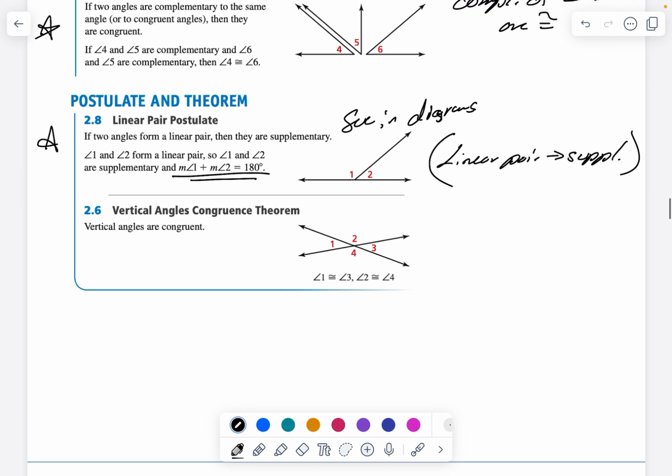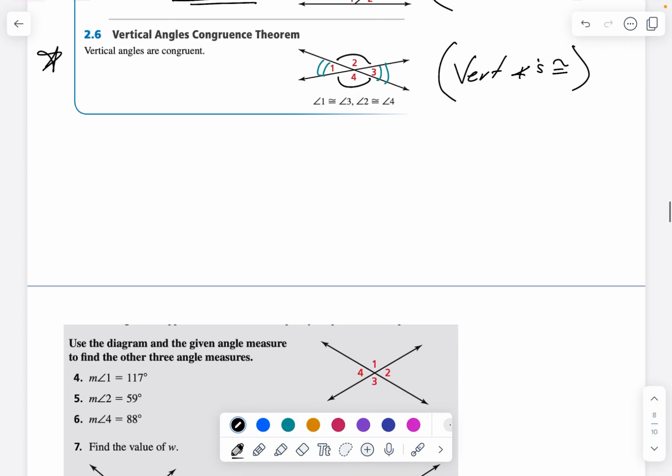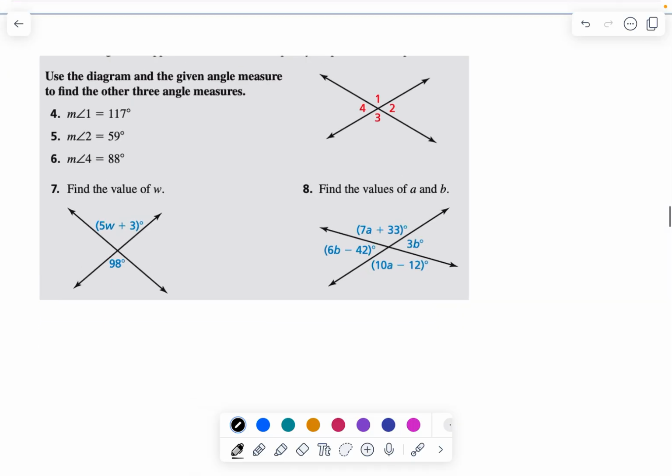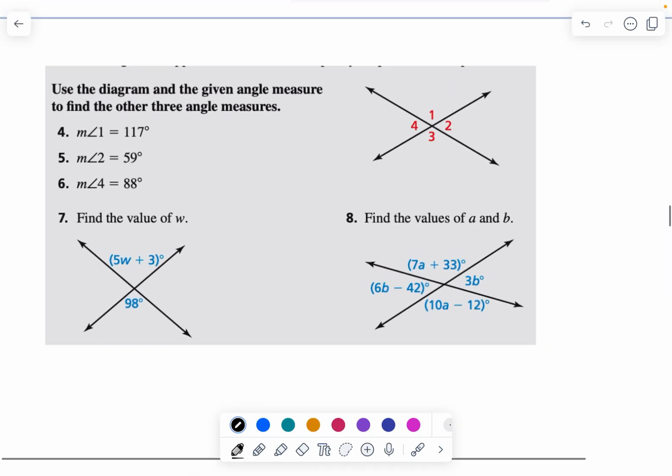That's a good abbreviation. And finally, vertical angles. We talked about vertical angles before. They would be like 2 and 4 or 1 and 3, but vertical angles are congruent. So anytime you have vertical angles, you can see those in a diagram. You can say they're congruent. Okay, so we're going to use those properties.